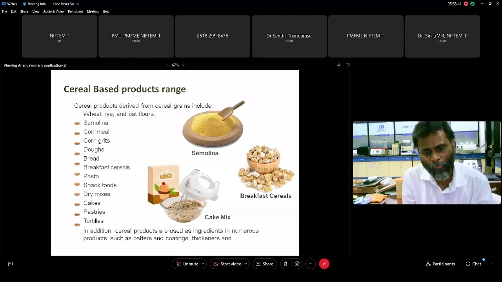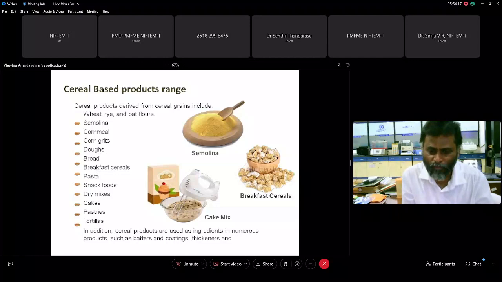For example, if it is a ready-to-cook food item, some of the food items will be in dry conditions, and if the water activity is lesser than 0.3 or 0.25, these types of products you can keep for a longer period. Sometimes, if the water activity level is a little bit higher, or if it is an intermediate moisture food item, fungal growth or mold growth will come and cause spoilage.